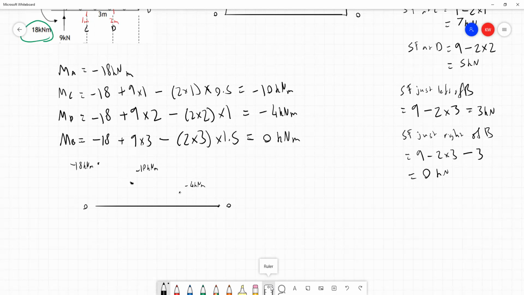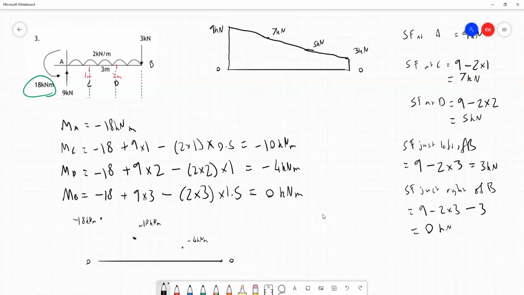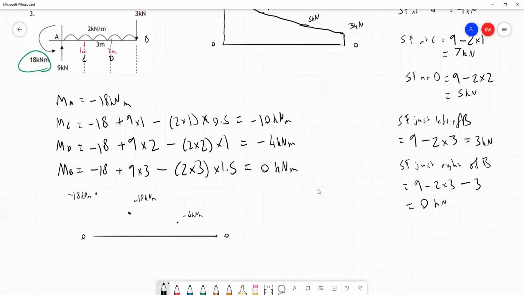Now, if we go back and look at our shear force diagram, because we have a slope for our shear force diagram, it's a straight line slope. That means what we're going to have is we initially rise up from 0 to 18, and then we're going to have a curved slope. This is not a straight line. It might look a bit like one of my straight lines, but it's a curved slope all the way down to 0.